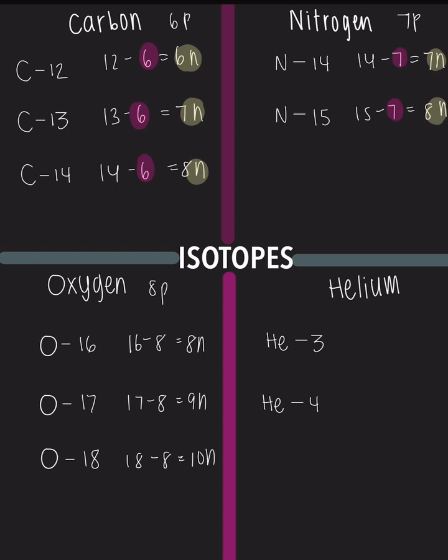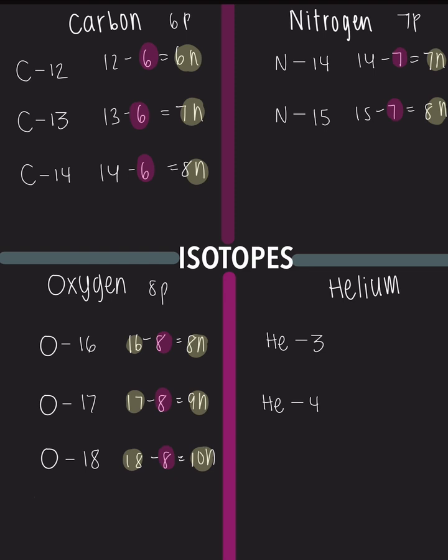So again, being redundant, but it's the same amount of protons. All I'm changing is the amount of neutrons. And obviously the weight, right? Like we had discussed in the beginning, the atomic weight is the protons plus the neutrons. So obviously the weight changes as a result.